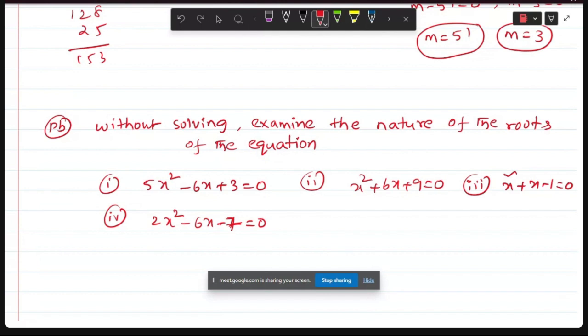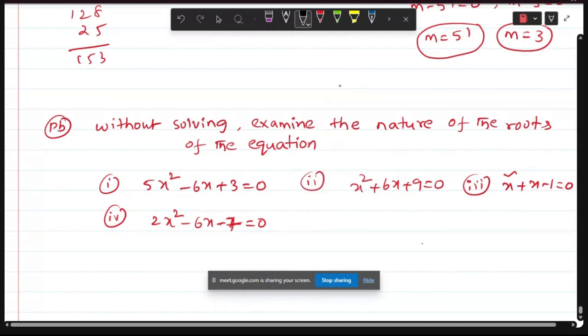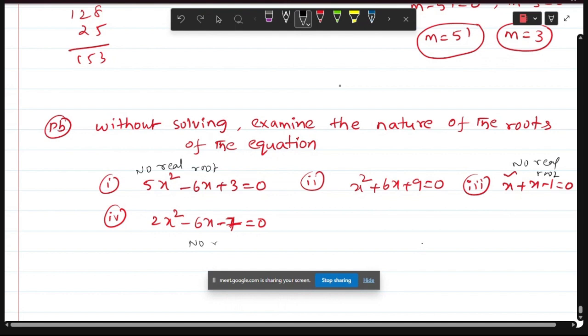Yes, I'll discuss. First one. Can I say the answers? You tell, sir. First one, the first, third, and fourth, no real roots. This is no real root. Yes, sir. Next, first and third. First, third, and fourth, the no real root. Fourth also no real root.